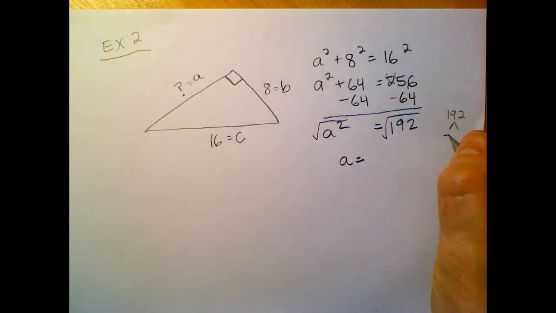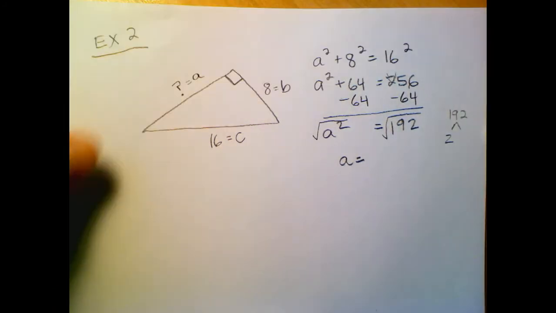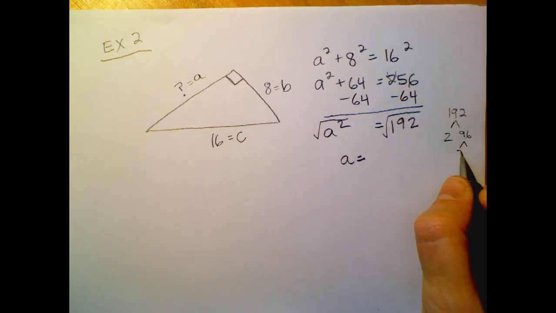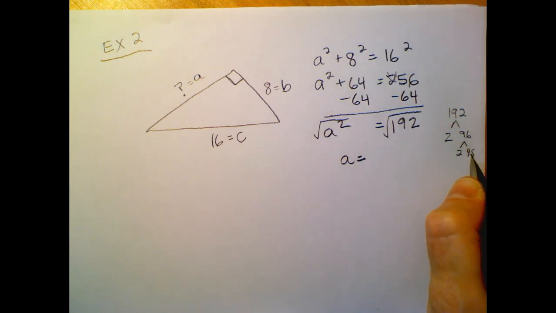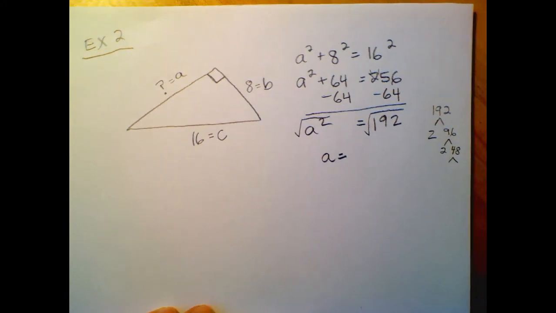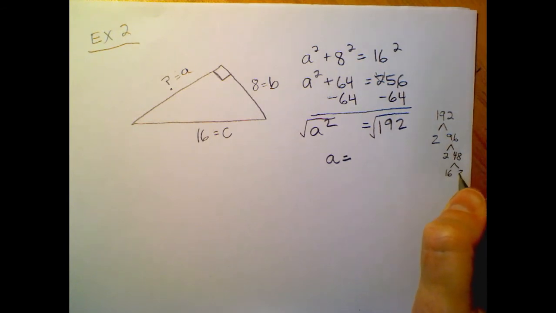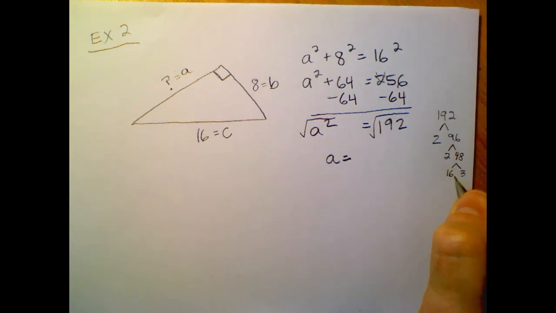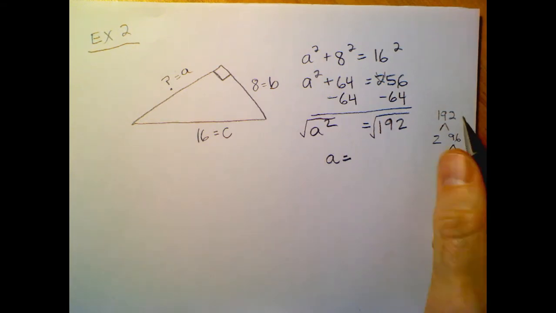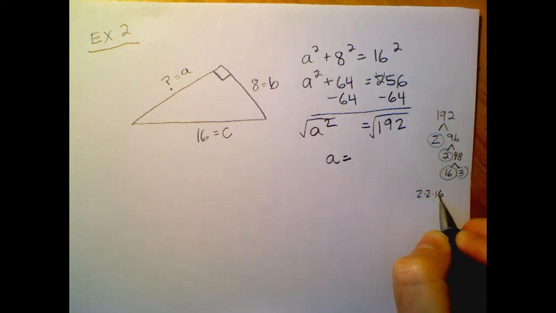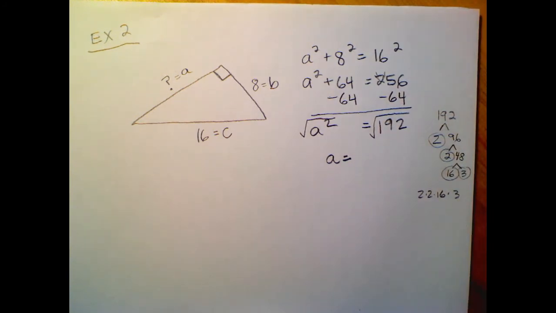192, I know, is divisible by 2, so that's 2 and 96. All right, 96 can go by 2 again. 2 and 48. 48 is one I have worked with a bunch, so I think of that one as 16 times 3. And I like that combination because 16 is a big perfect square. Okay, so I have to use all the tree ends, right? 2 times 2 times, I'm just going to keep 16 as 16. It already is a perfect square.